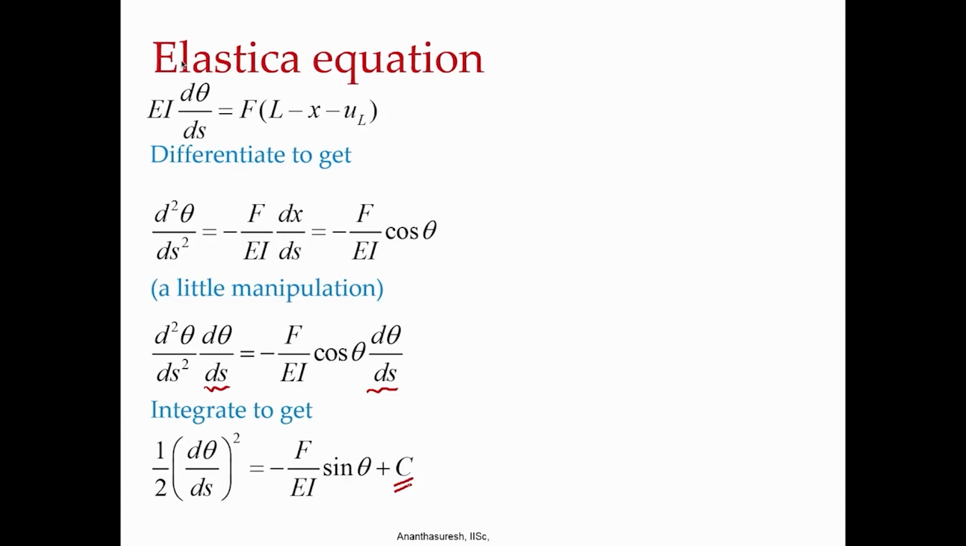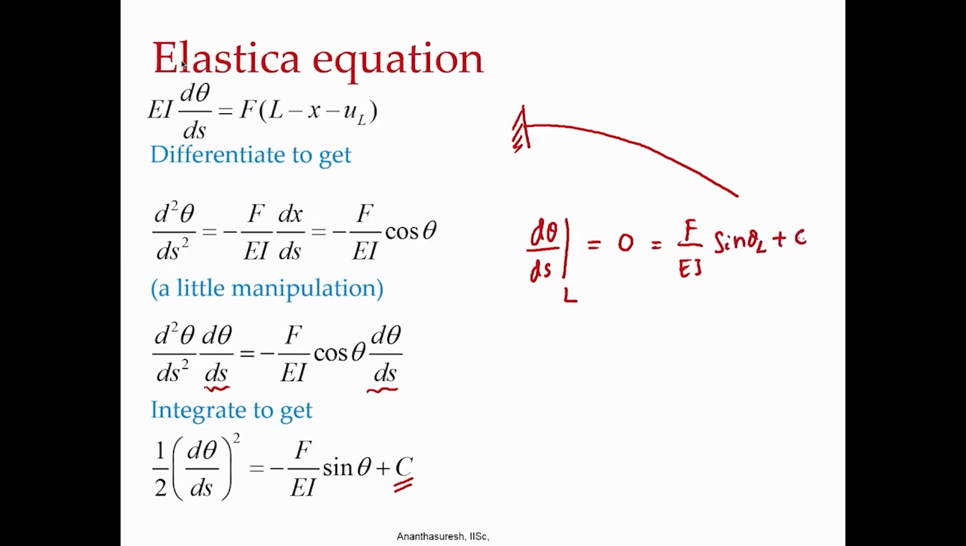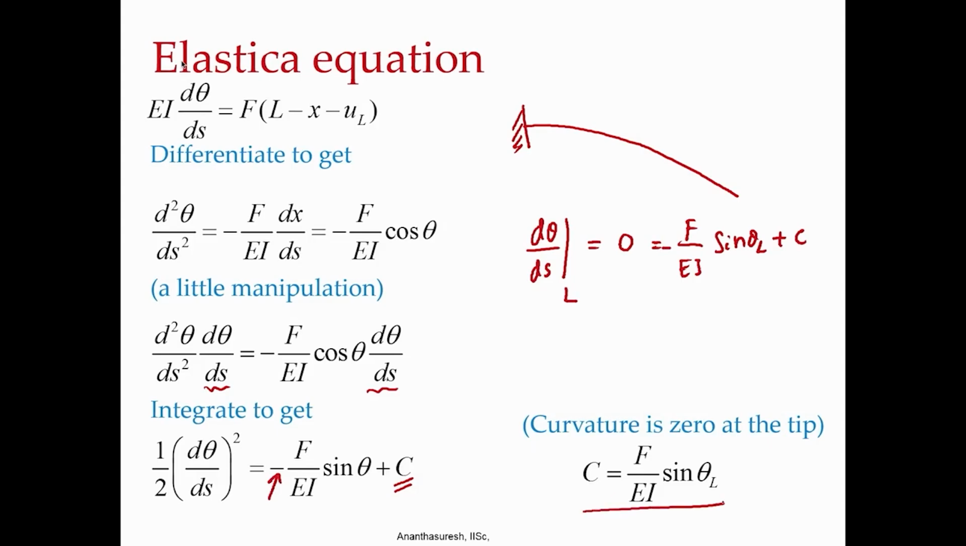That c, how do we evaluate? We use the fact that at the free end of the beam, when a cantilever beam deforms like this, at the free end moment is 0 and hence curvature is 0. Curvature is 0 means that d theta by ds at s equal to L is equal to 0. So, that means that F by EI sin theta L plus c is equal to 0. That gives us c to be equal to, there was a minus sign here, notice that there is a minus sign that came from the differentiation. So, c equals F by EI sin theta L.